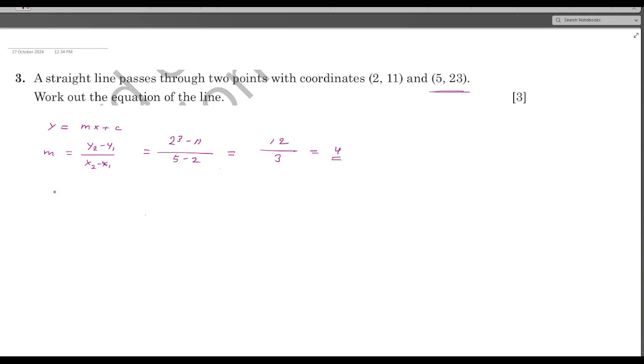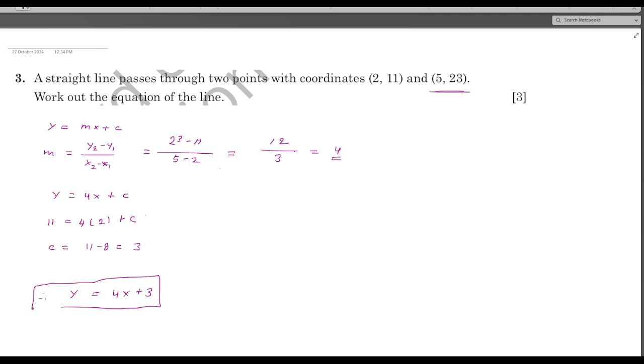Now you have y equals 4x plus c. Okay, to get the value of c, I can use any of the points. So I can say that 11 equals 4 times 2 plus c, which gives you the value of c as 11 minus 8 equals 3. So therefore finally you have the equation of the line as y equals 4x plus 3.